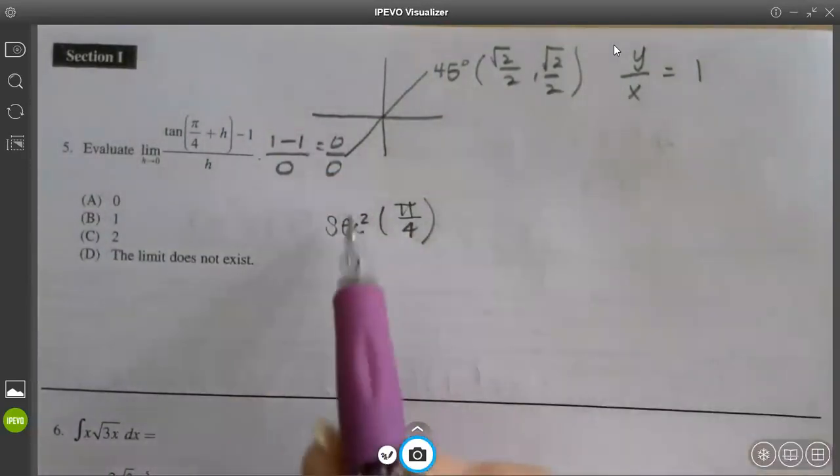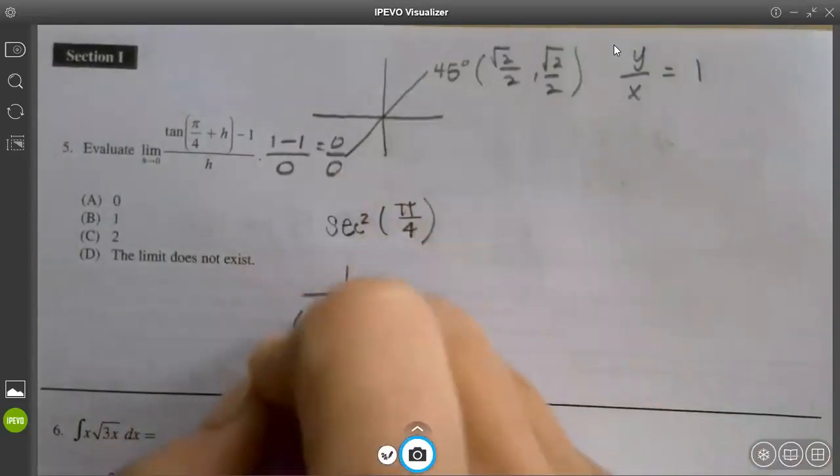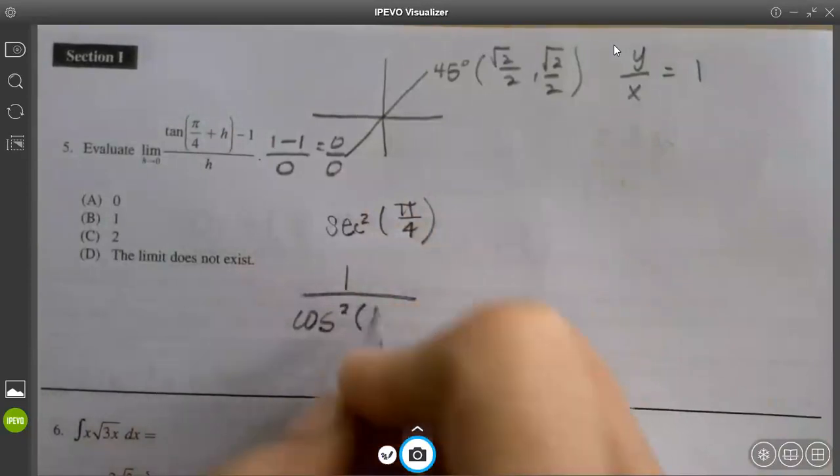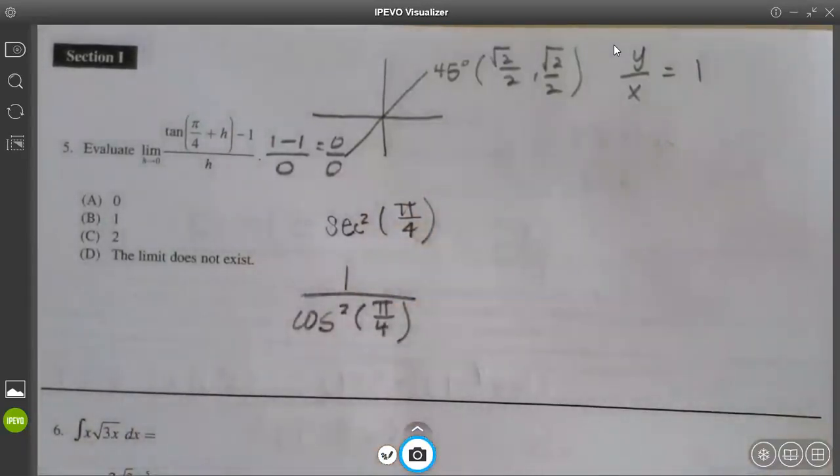So then what is secant? 1 over cosine. The reason I'm doing this is because I don't have a calculator. So what do I need to be able to use to get what secant pi over 4 is? Unit circle. I can't remember the formulas for secant. So I'm going to change it to cosine because I remember cosine is the x coordinate. Does everybody understand? Now I can just put it on the bottom.